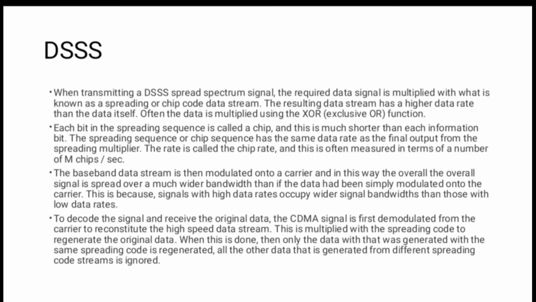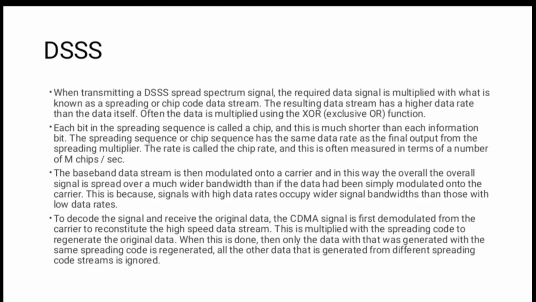When transmitting a DSSS spread spectrum signal, the required data signal is multiplied with what is known as a spreading or chip code data stream. The resulting data stream has a higher data rate than the data itself. Often the data is multiplied using the XOR function. Each bit in the spreading sequence is called a chip, and this is much shorter than each information bit.